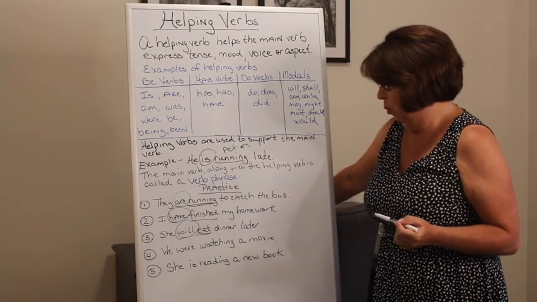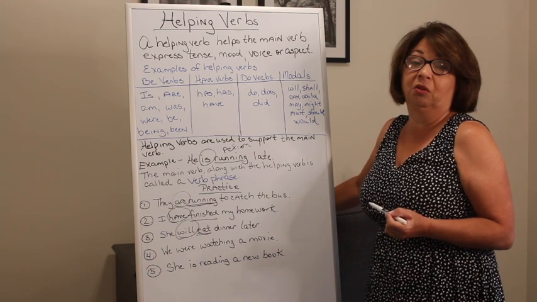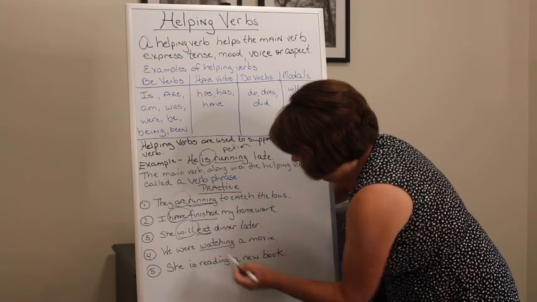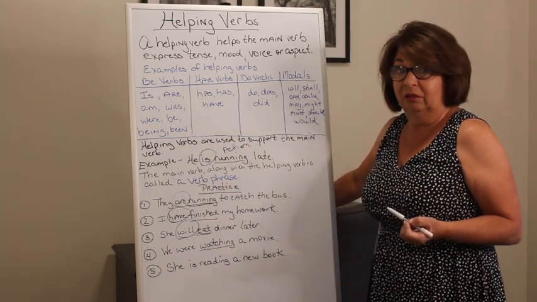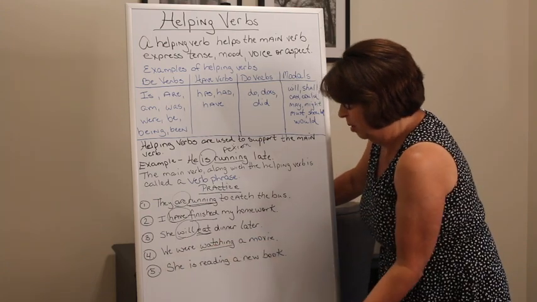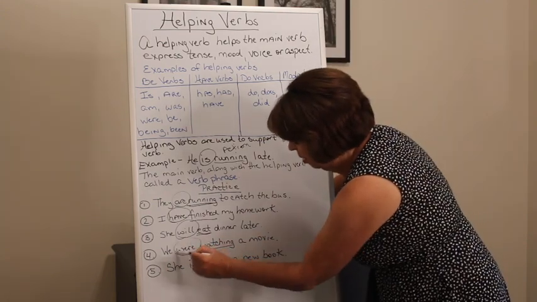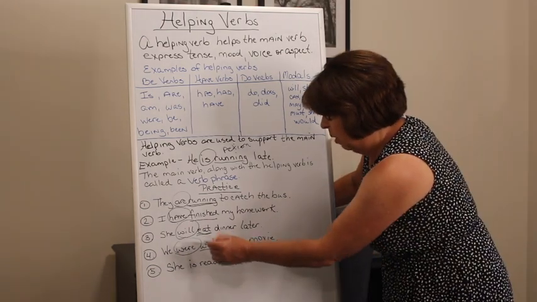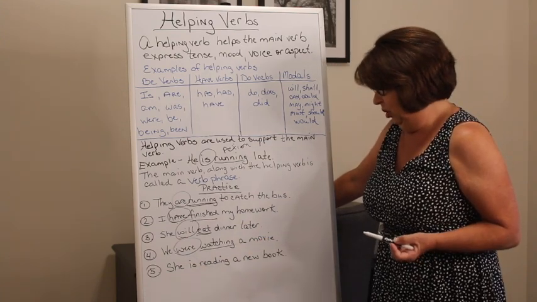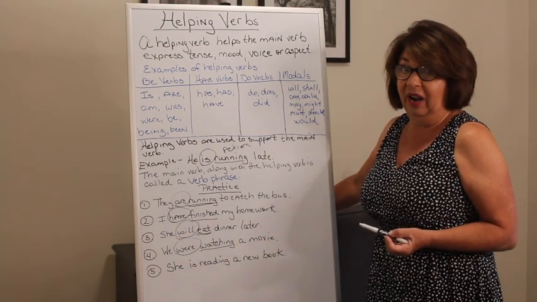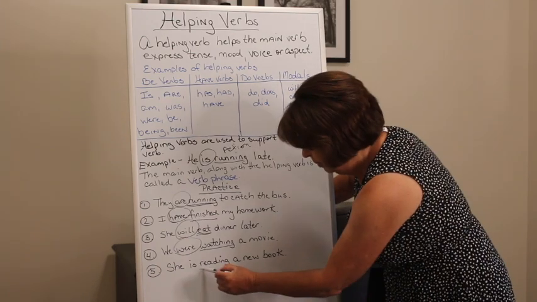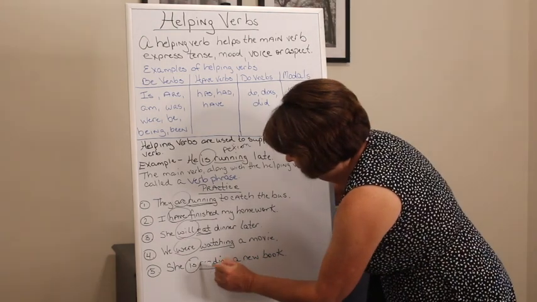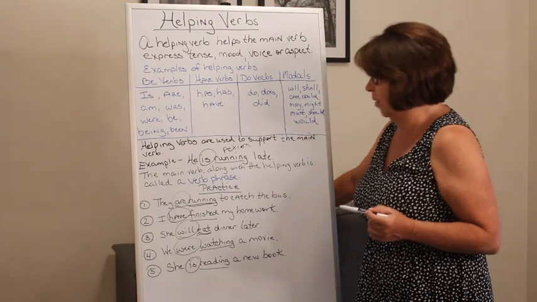Next one. We were watching a movie. What is it you can do in this sentence? What's your action? Great, perfect, watching. And our helper, look at your words, generally look before. Great, were. So were is going to be our being verb. It's part of the verb phrase, were watching. And the last one, she is reading a new book. What is our action? Excellent, reading. And let's find our helper. Good job, is. So is reading is our verb phrase.